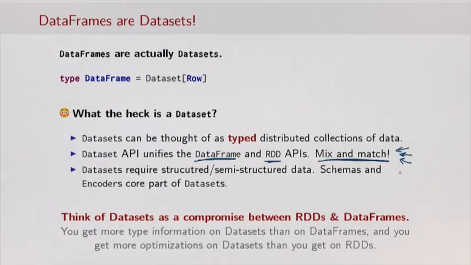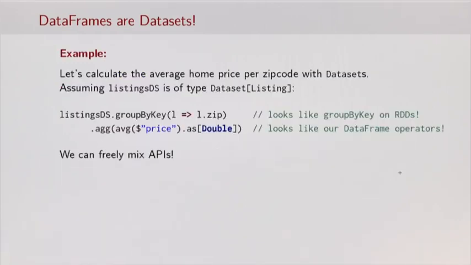So Spark was able to do a few simple optimizations on RDDs, like some pipelining optimizations, but it couldn't do all of the cool stuff that the Catalyst optimizer could do. So datasets get some of those optimizations, while having that nice flexible functional API as well. Let me tell you what I mean by mixing and matching these two APIs.